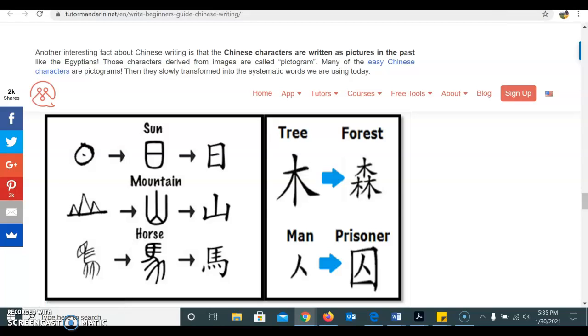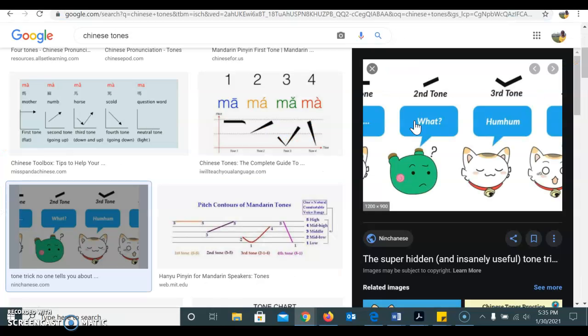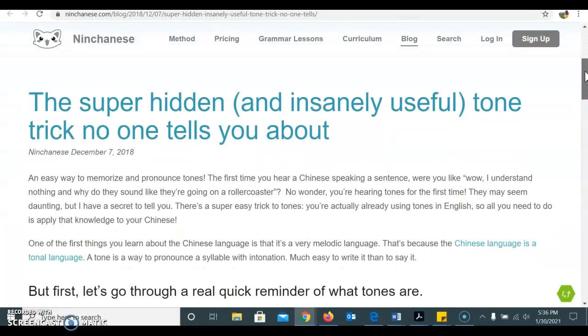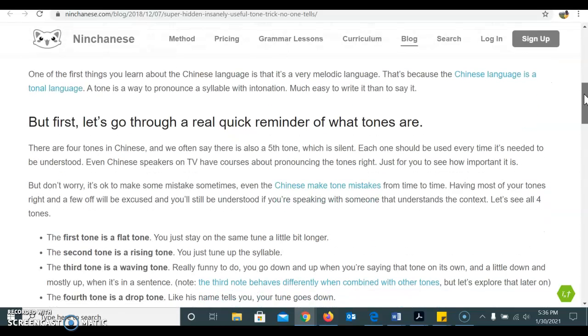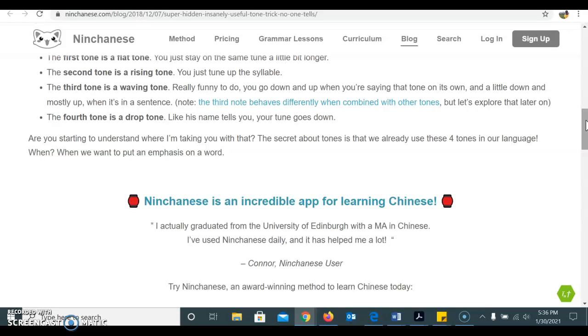Moving on. I want to show you guys another thing that I like. Chinese tones. Let me go here. Right here, this is very important to learn. When you learn Chinese, you have to know tones. There's no way you can avoid it. I know people like to avoid stuff. Please, you cannot avoid tones.